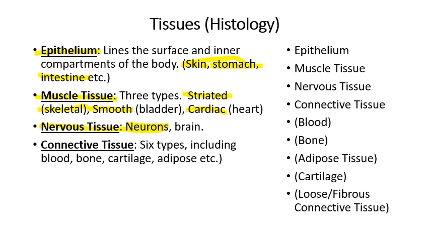And then we have the connective tissue. There are 6 types of connective tissue, including blood, bone, cartilage, adipose tissue, as well as loose fibrous tissue and fibrous connective tissue.